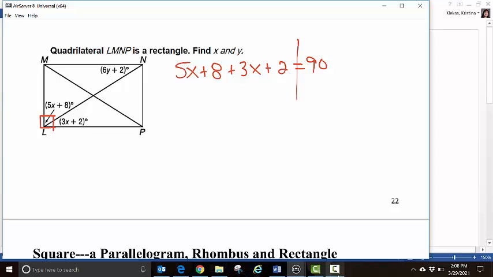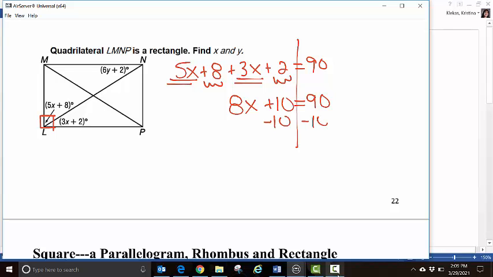And this time all my x's are on the same side. So I'm going to combine like terms. 5x plus 3x is 8x. 8 plus 2 is 10. Now I want to get x by itself, so minus 10 from both sides. 8x equals 80. Divide by 8, and x equals 10.